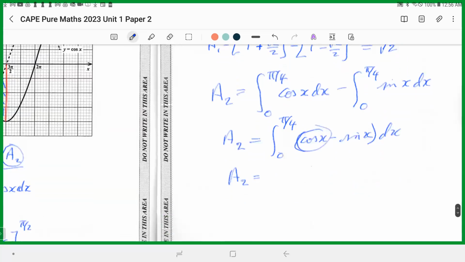The integral of cos is sine, because when we differentiate sine, I get cos. So you're going to get sine x. But the integral of minus sine is cos, because when you differentiate cos, you get minus sine. So it's going to become a positive cos x, between pi by 4 and 0. Don't assume that 0 gives you 0, the cos of 0 is 1.